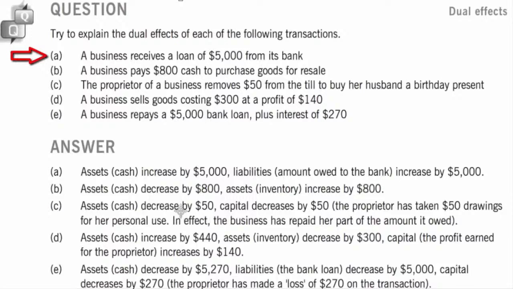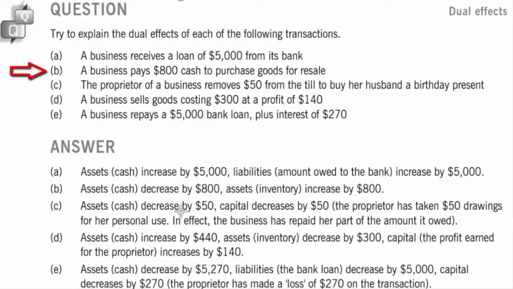Transaction A. The business receives a loan of $5,000 from its bank. When a business takes out a loan, it gets cash, which is an asset. But now, it also has a new liability because it owes this money back to the bank. Here's how this transaction affects the accounts. Assets, cash, increase by $5,000 because the business receives cash. Liabilities increase by $5,000 because the business now owes the bank. So, in this case, cash goes up and liabilities go up by the same amount, keeping the accounting equation balanced.